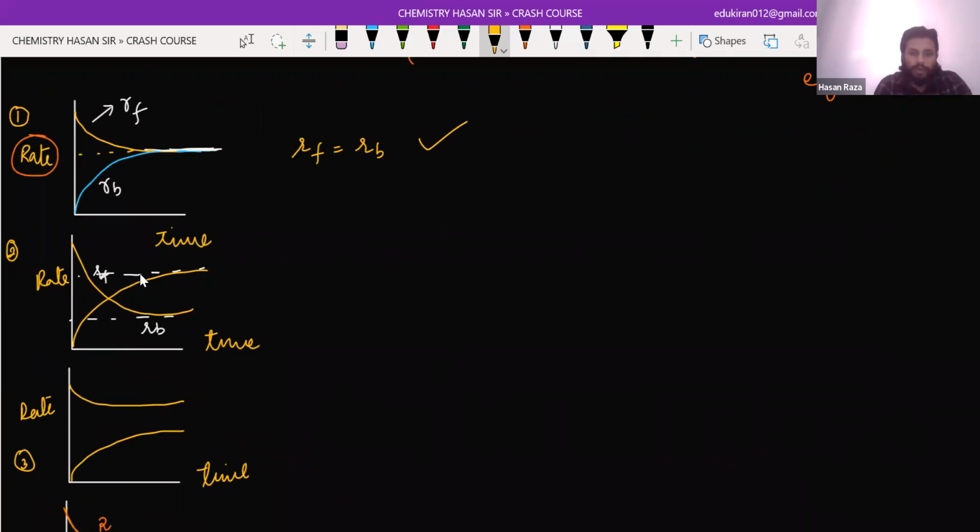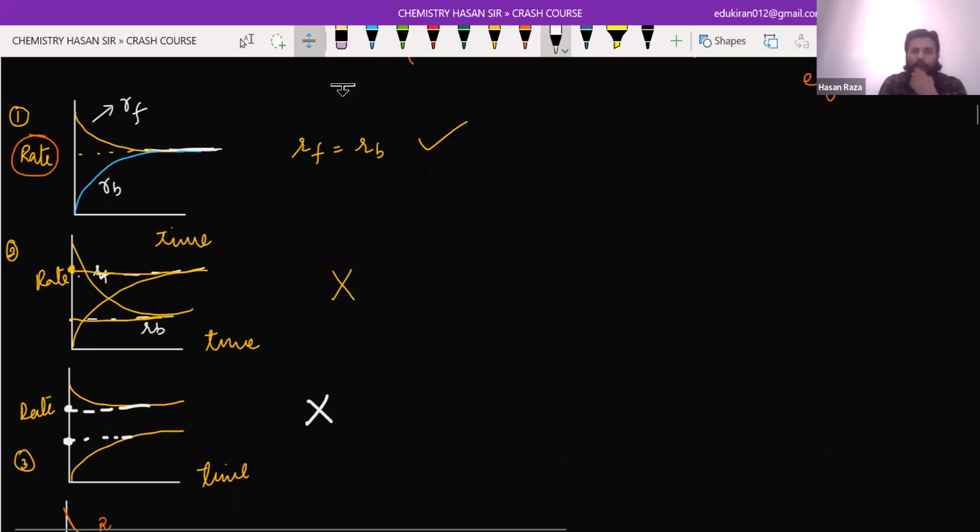Now, when you talk about this one, you can see the rate of forward has one value and the rate of backward has another value. That means they are not equal, so it is not true for equilibrium. In this case as well, the rate of forward has this value and the rate of backward has this value, which are not equal, so it is not true for equilibrium. Are you getting my point? Saf, Mamona, Farhat. Yes, sir.